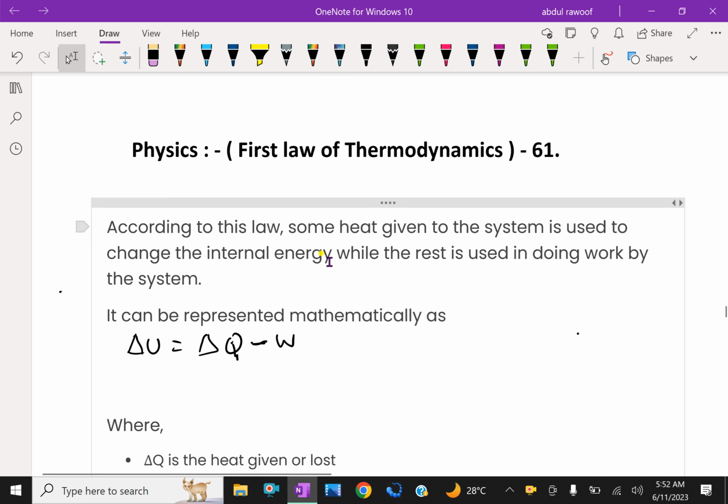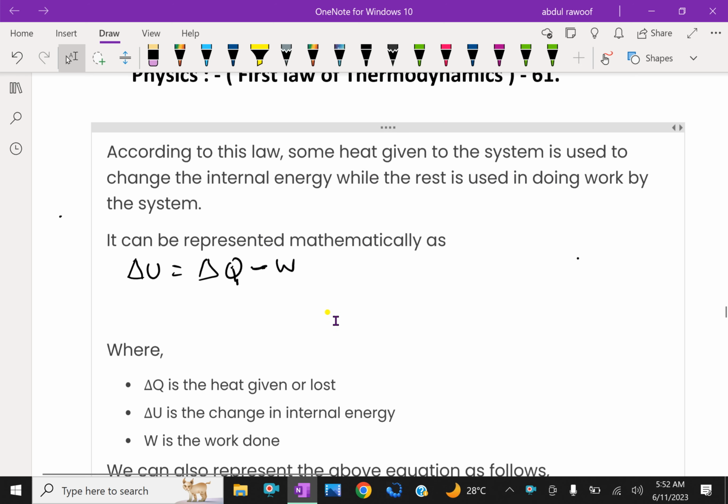In physics, let us discuss the first law of thermodynamics. According to this law, some heat given to the system is used to change the internal energy, while the rest is used in doing work by the system. It can be represented mathematically as delta U equals delta Q minus W.